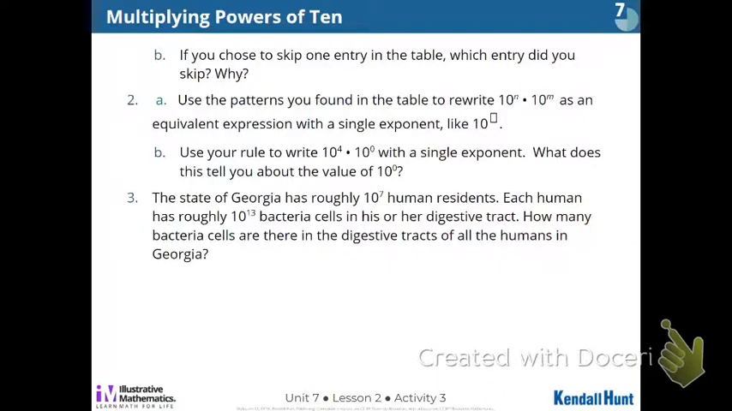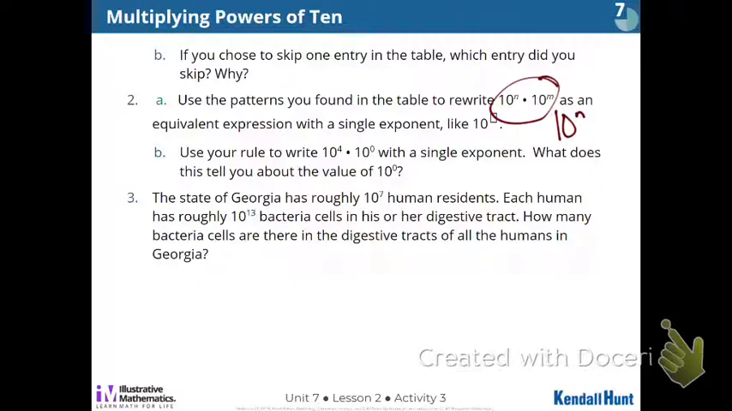So going right here to 2a: 10 to the n times 10 to the m. How could I simplify that as one expression? I guess it already is an expression. As a tighter expression, how can I simplify it? Ivy?